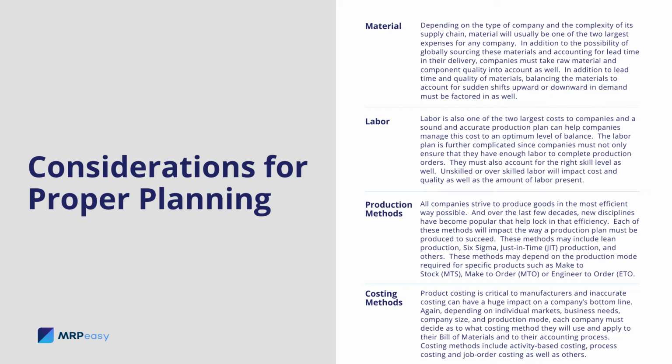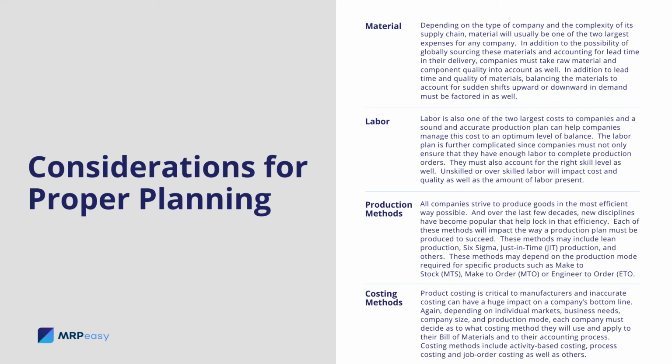Material. Depending on the type of company and the complexity of its supply chain, material will usually be one of the two largest expenses for any company. In addition to the possibility of globally sourcing these materials and accounting for lead time in their delivery, companies must take raw material and component quality into account as well. In addition to lead time and quality of materials, balancing the materials to account for sudden shifts upward or downward in demand must be factored in as well.